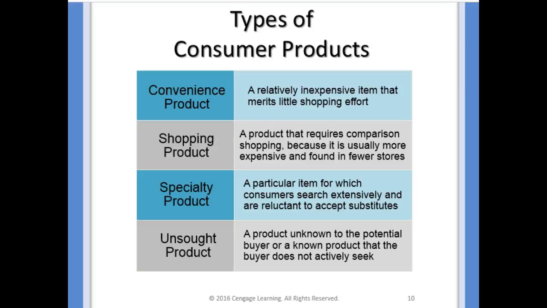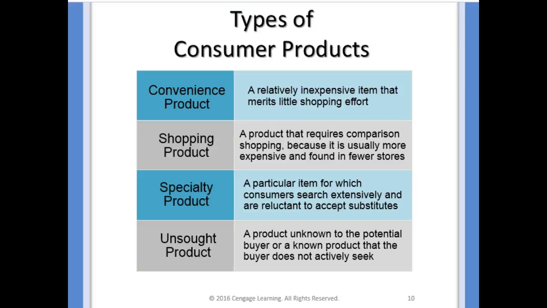That could happen too. Specialty products, these are something where you're not going to accept a substitute for it. It's something specific that you're looking for. Sometimes this can even be a little bit more elaborate. This could be like the expensive or luxurious cars. These could be fine jewelry, things like that.